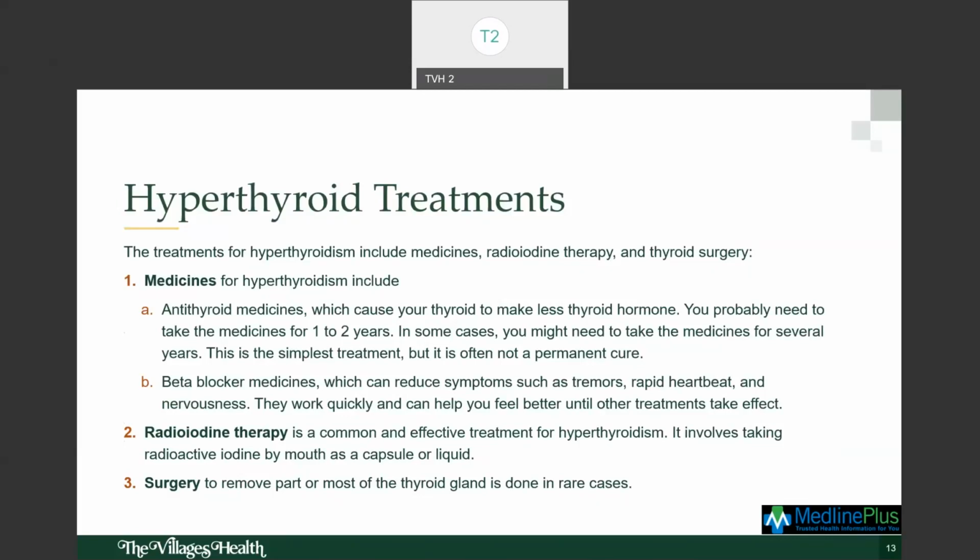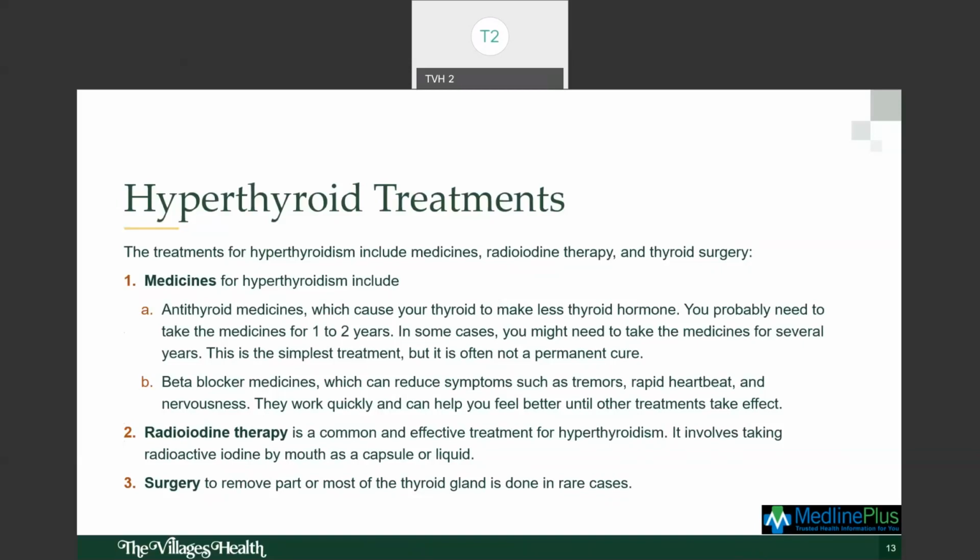You will probably need to take the medications for at least a couple of years, but depending on where your numbers are when they're checking your levels, if they're trending more towards the normal range, it may or may not be a lifelong medication. The medications are usually the easiest treatment, but often not a permanent cure. So you may take the medications for a couple of years, your thyroid then becomes normal, but there is a possibility in the future that you may revert back to hyperthyroidism.